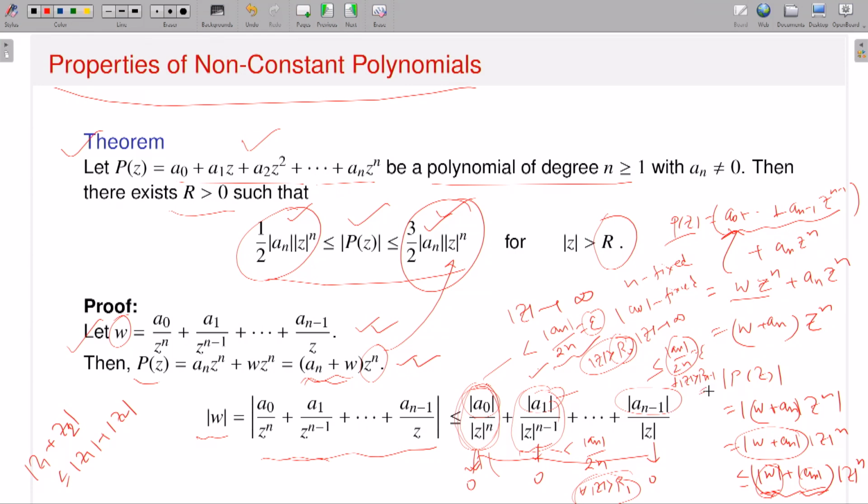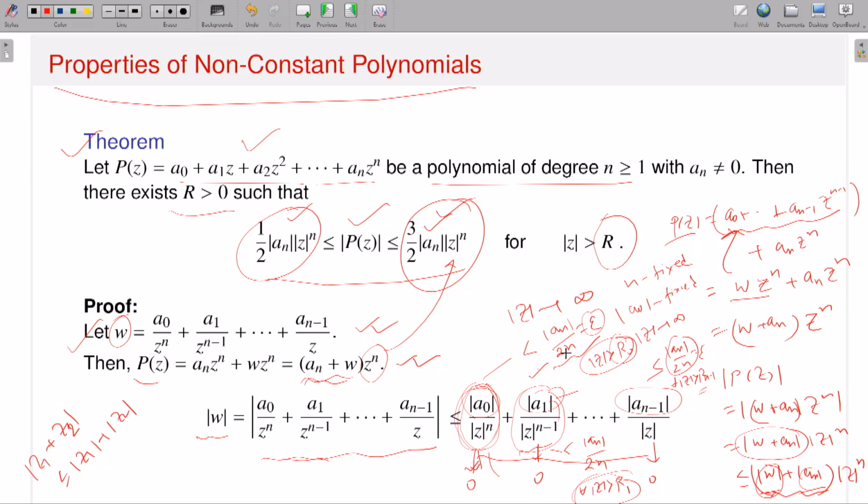Then what I will do? Each of the terms I can make less than epsilon, but for each term I am having a different r naught, r1, up to r n minus 1. So this is a standard trick. What you have to do is take r as the maximum of r naught, r1, up to r n minus 1. If I take r as the maximum, then each term I can make less than epsilon.